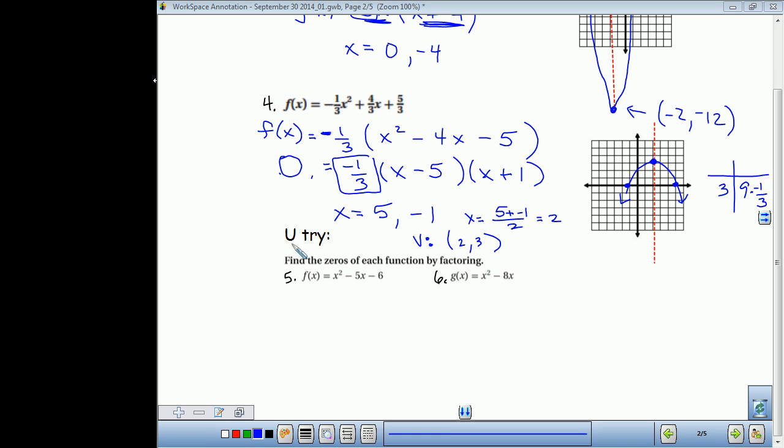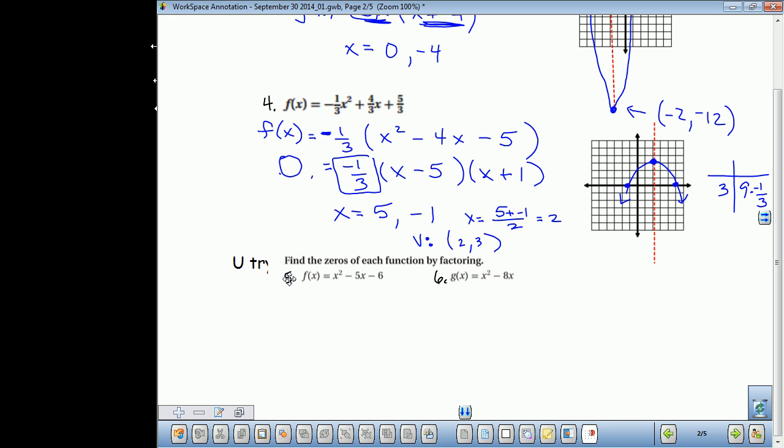I want you to try these 2, but instead of having to graph them, just find the zeros for me, and we'll talk about what the graph would look like. So you try 5 and 6 here.